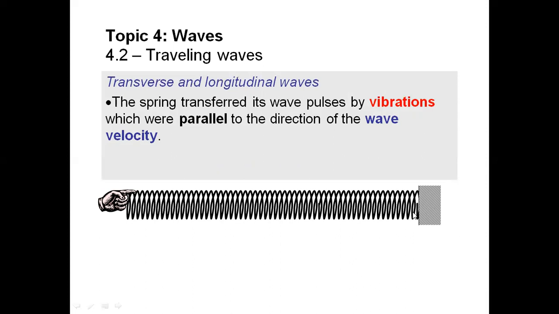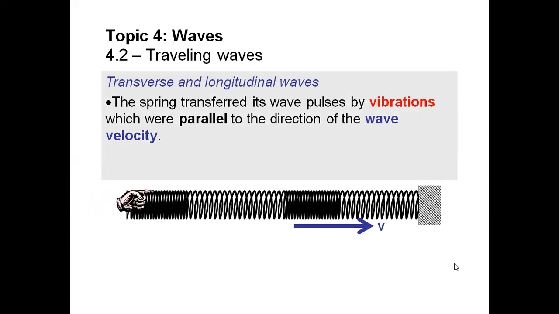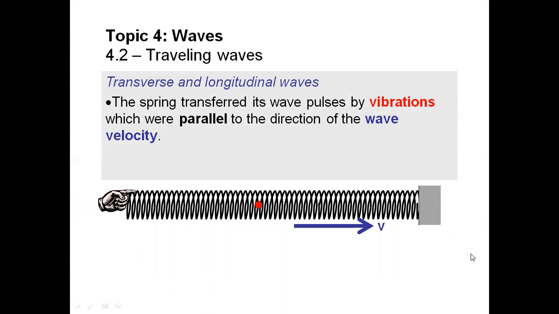And the direction of wave velocity is what? Also to the right. So that means these two directions are parallel. So when we have parallel directions, these types of waves are going to be longitudinal waves. Direction of wave velocity to the right side, direction of particle vibrations to the left and right, and these two directions are parallel to each other. So in this case, this type of wave is called a longitudinal wave.